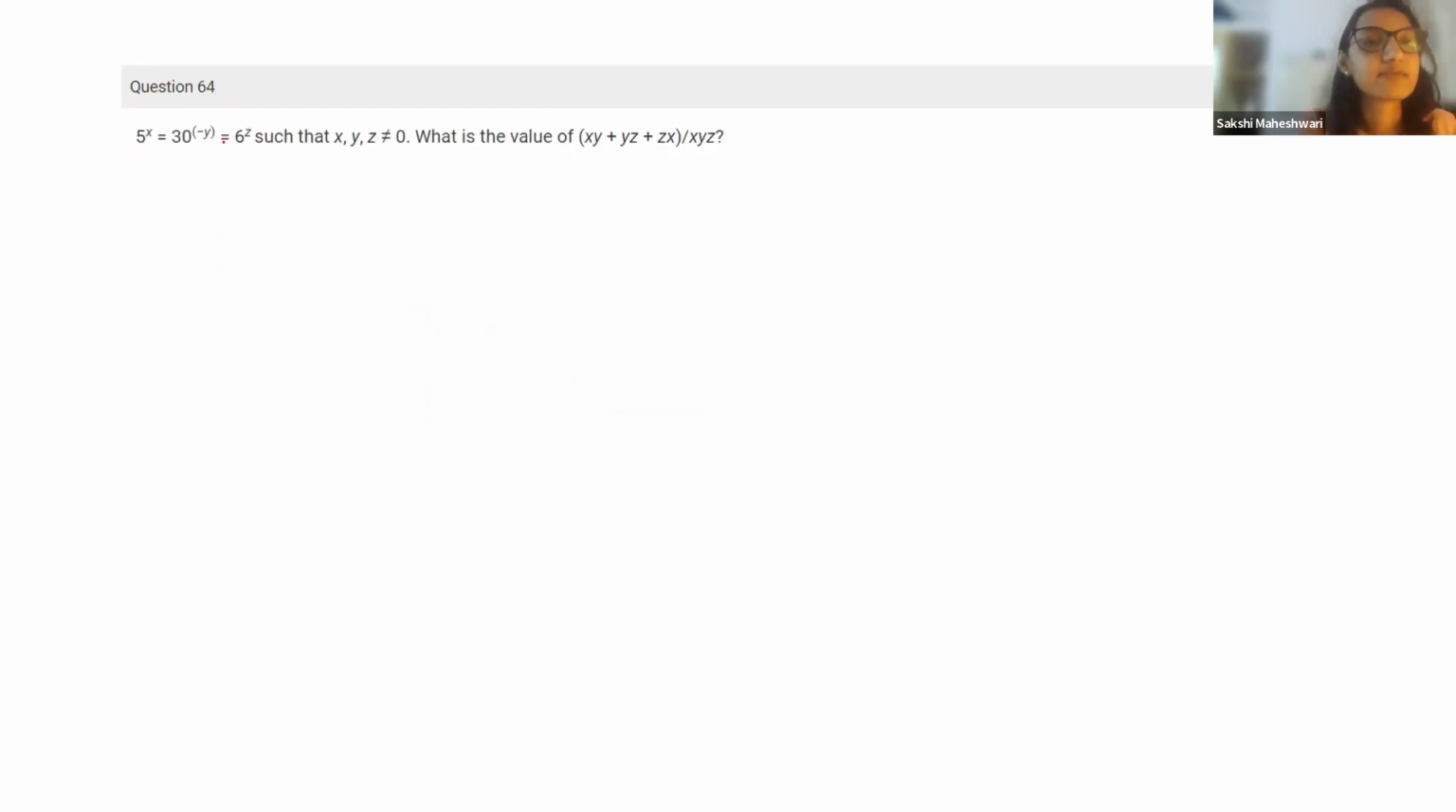Now this question, this is 5 to the power x equals 30 to the power minus y equals 6 to the power z. So let's just equate it to k. So you'll have 5 to the power x is equal to k, 30 to the power minus y is equal to k. So this will give you 5 is k to the power 1 by x, 30 is k to the power minus 1 by y.